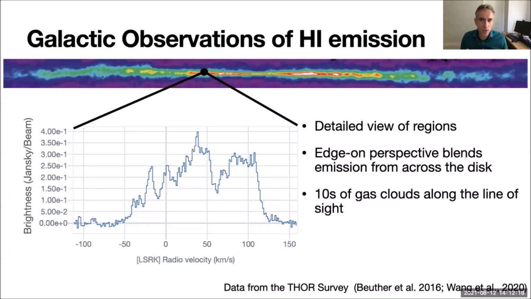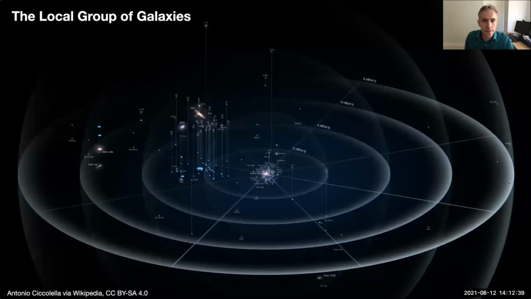So we get some good insight from this Doppler effect and the fact that we're so close to the gas in our galaxy. But to get a good picture of how this is all playing out in the context of galaxy evolution, I contend that we really need to move on to external systems. And the nearest external systems are in galaxies in the local group.